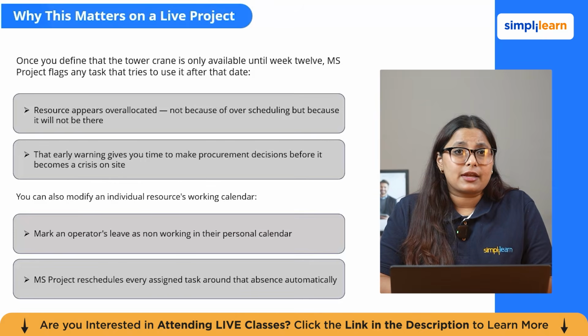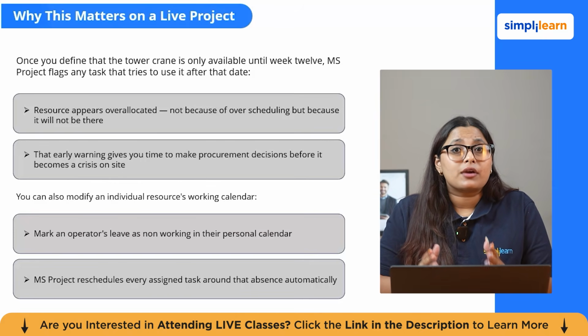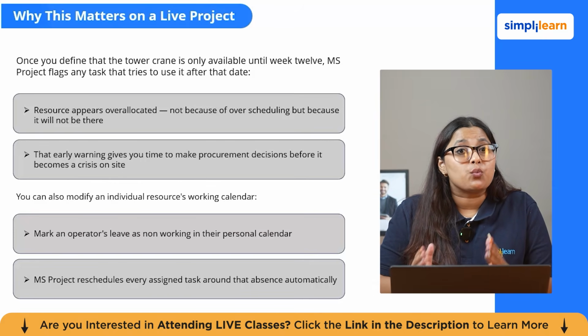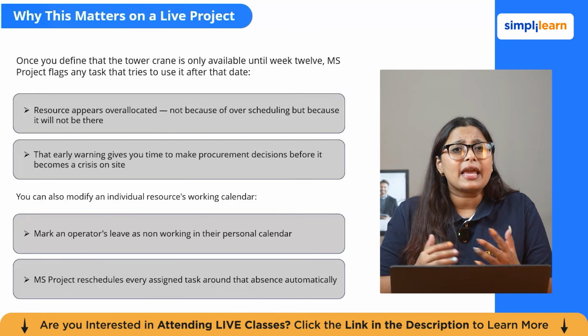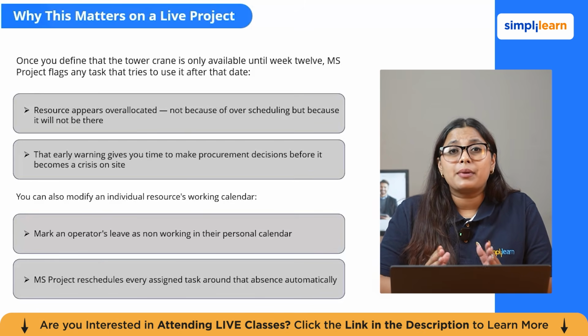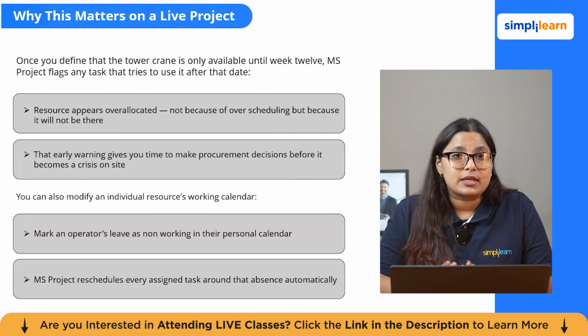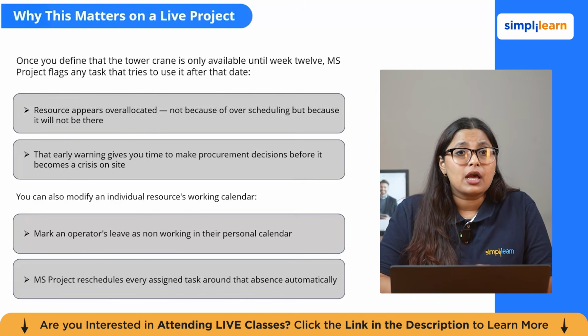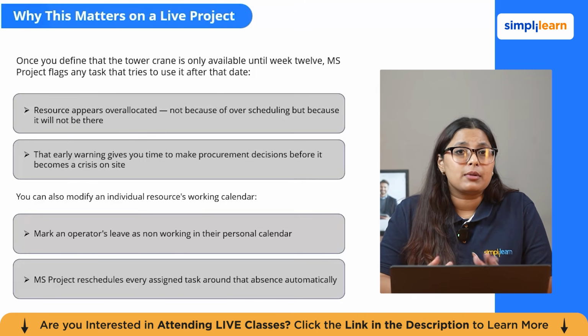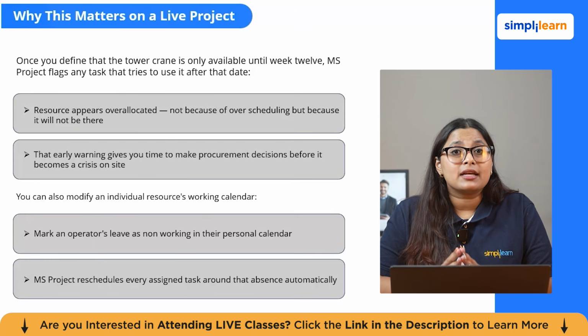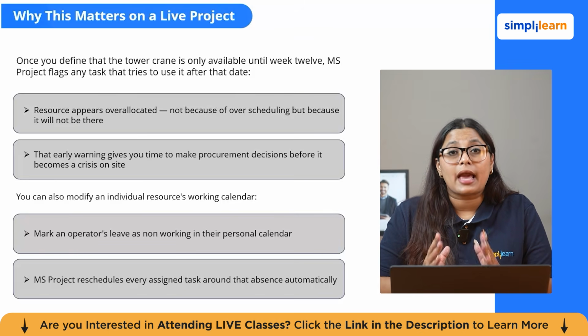The effect is significant. Once you define that the tower crane is only available until a certain week, MS Project will automatically flag any task that tries to use the crane after that date. The resource will appear as over-allocated in those weeks. Not because you have overscheduled it, but because it is physically not available then. That early warning is exactly the kind of information you need to make the procurement decision, before the problem becomes a crisis on site. You can also modify an individual resource's working calendar.